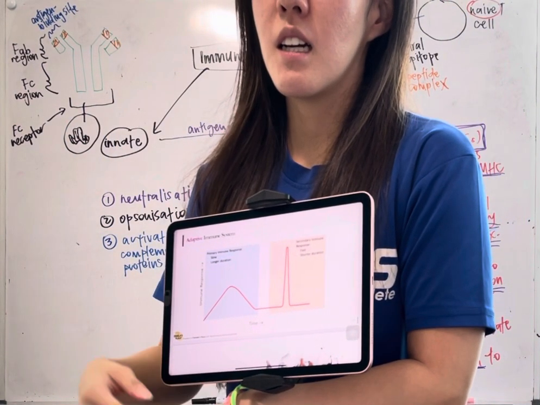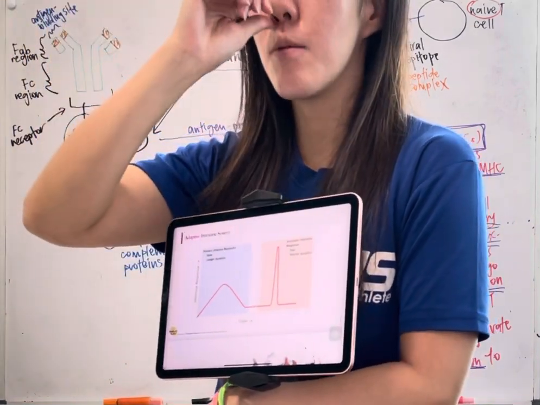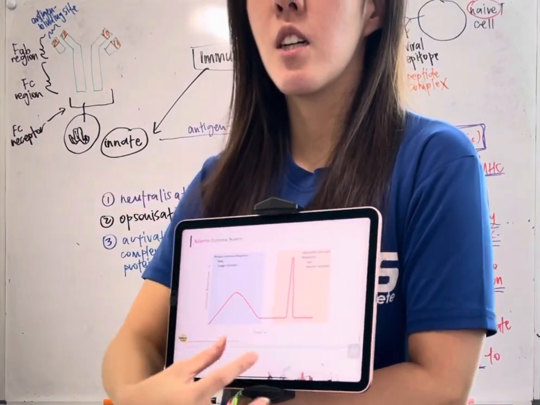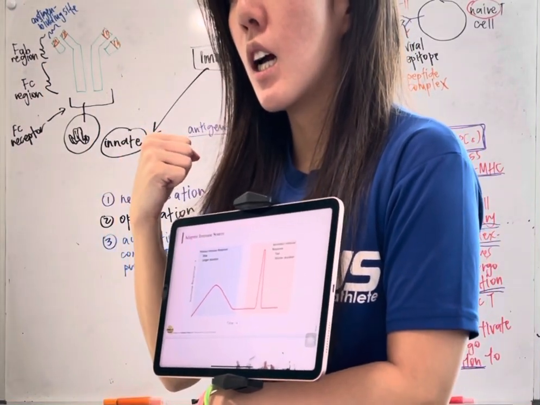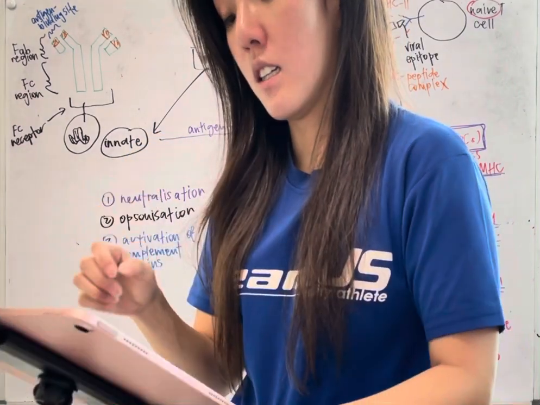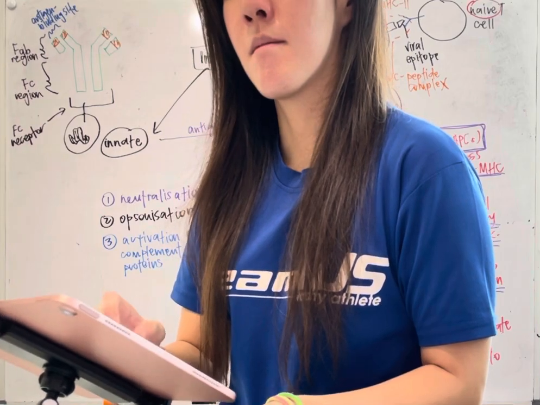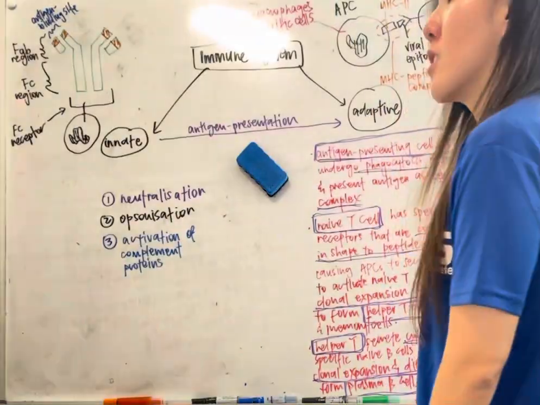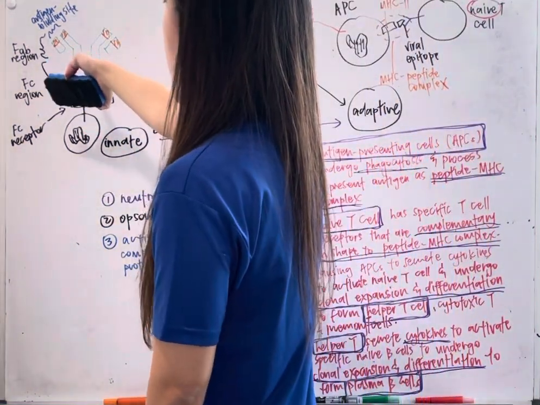Higher antibody secretion. Second one is what? Shorter lag time. Agree? Third one is what? Is it long-lived or short-lived? Long-lived for secondary. Understand? Clear? Okay, now I want to talk about this antibody.